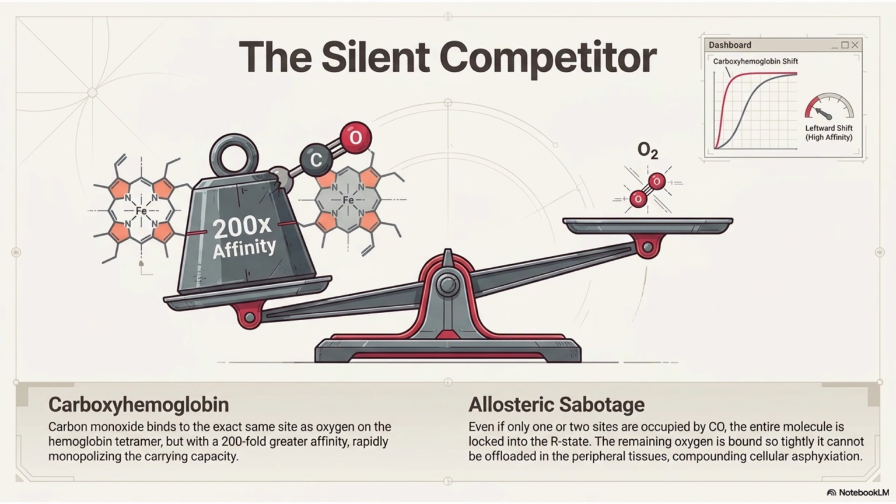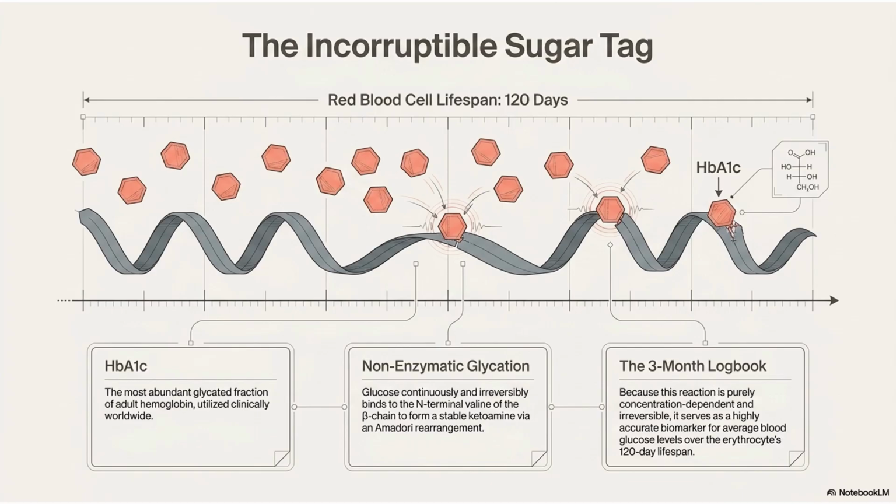So far, we've looked at hemoglobin variants caused by genetics, structural instability, oxidation, and toxic gases. Our final hemoglobin isn't associated with a disease at all. Instead, it has become one of the most valuable laboratory markers in modern medicine.